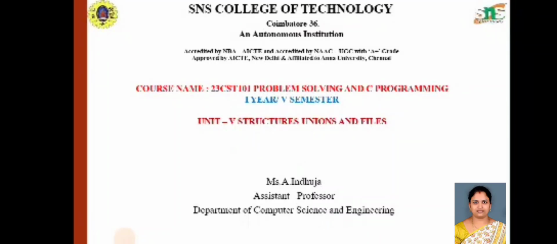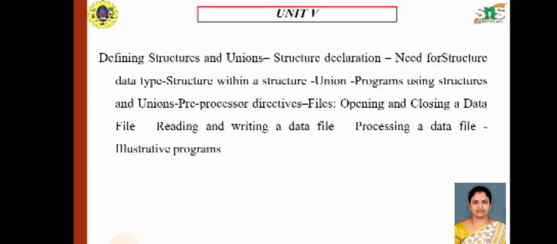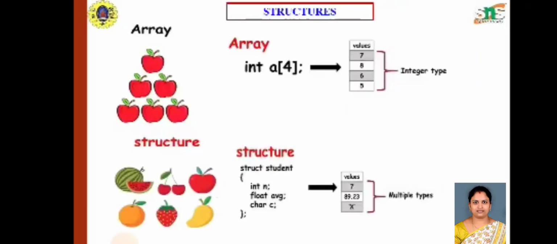Hey all, now we are going to see about structure, union and files in the upcoming videos. First we are going to see the structures, which is coming under the course 23 CST 101 Problem Solving and C Programming. So this is the unit 5 syllabus. Here we are going to see about structure, union, preprocessor directive and files. Okay, first we see about structures.